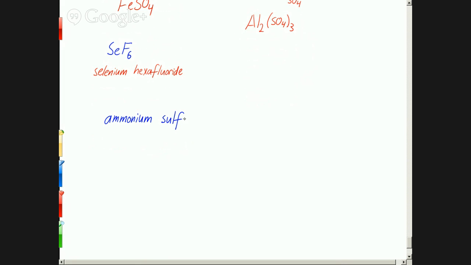This is an important part of fertilizer, ammonium sulfate. You didn't come up with a formula for that one. And then if you got that one, come up with a name for this one.